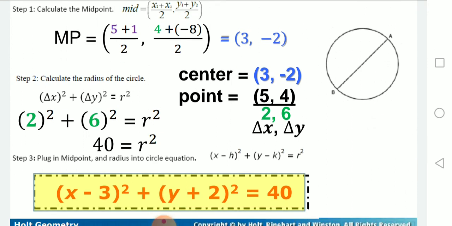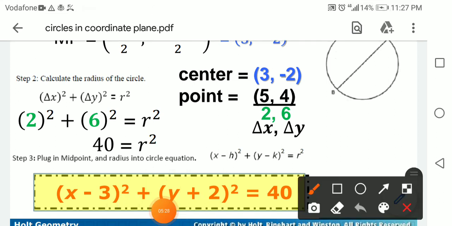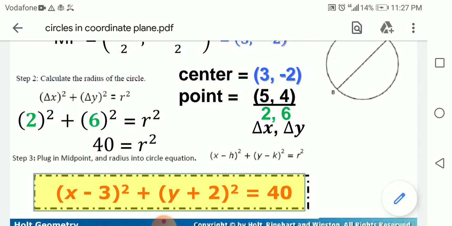Plug the midpoint and the radius into the circle equation: x minus h squared plus y minus k squared equals r squared. I'll put here the center of the circle, which is 3 and negative 2. As you see, 3 and negative 2, and we're going to change the sign because we have negative. Remember that. Equal to the radius squared. I hope this is easy.